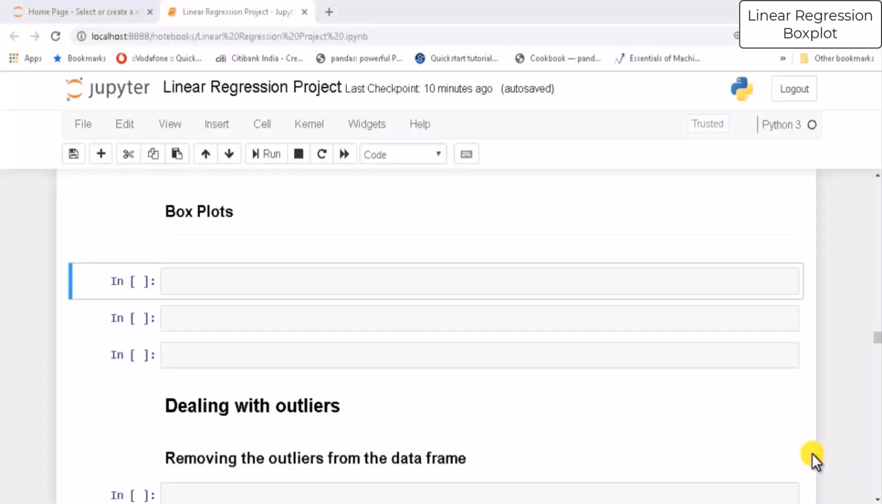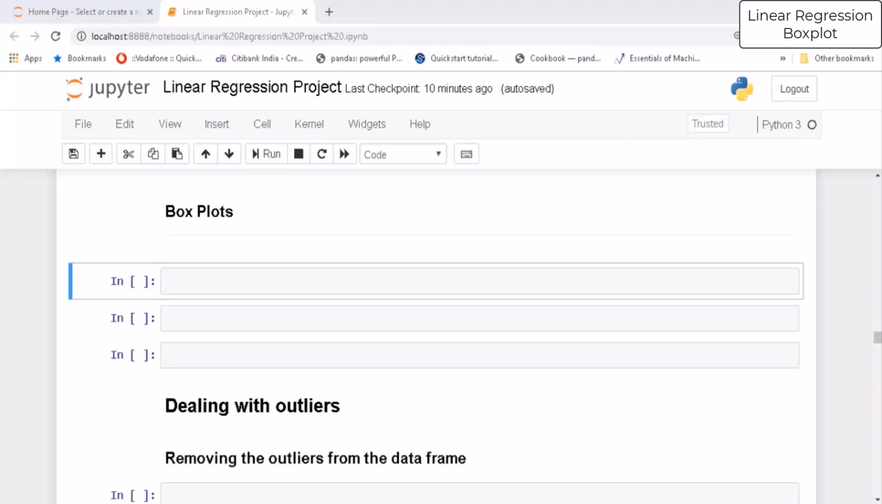Box plots. A box plot is a visual representation of the statistical summary of the given dataset. The summary includes the minimum value, first quartile, that is the point below which 25% of data lies, median, second quartile, 50% of data lies below the median, third quartile, 75% of data lies below the third quartile, maximum, and the outliers of the dataset. So let us run the below entry to generate a box plot of horsepower.